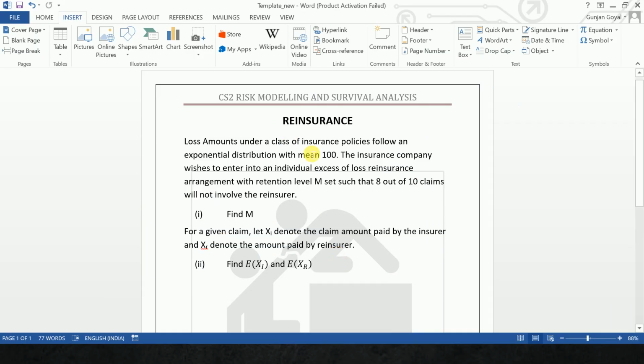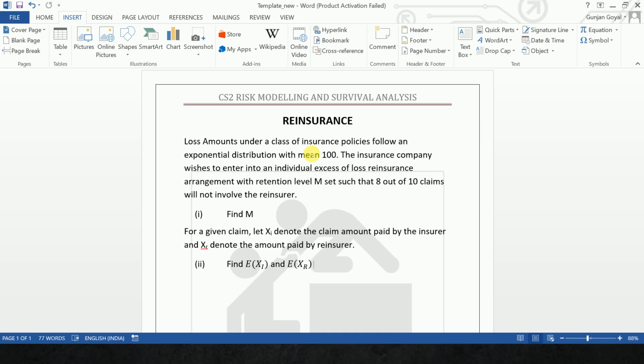In this video, we'll be solving a reinsurance problem on MS Word. Let's take this question. Loss amounts under a class of insurance policies follow an exponential distribution with mean 100. The insurance company wishes to enter into an individual excess of loss reinsurance arrangement with retention level M set such that 8 out of 10 claims will not involve the reinsurer.